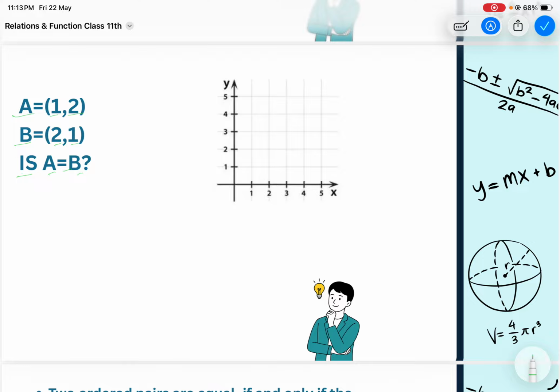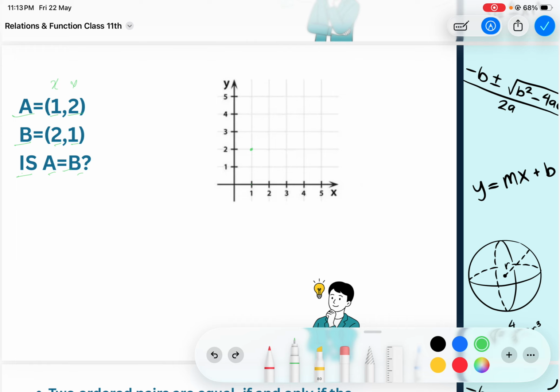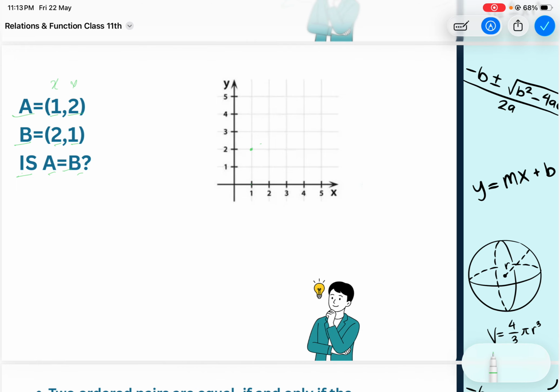Okay, so A equal to (1, 2). Suppose this is X and this is Y, right? So for X equal to 1 and Y equal to 2, we will get this coordinate. This is the coordinate for (1, 2). Now B equal to (2, 1), so X is 2 and Y is 1.